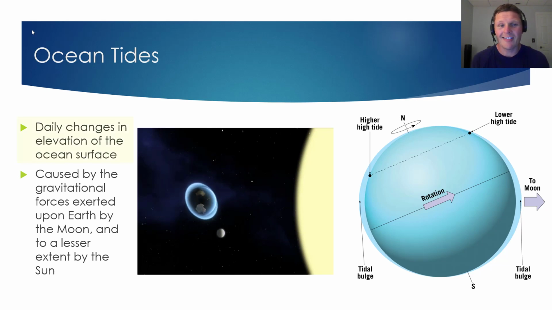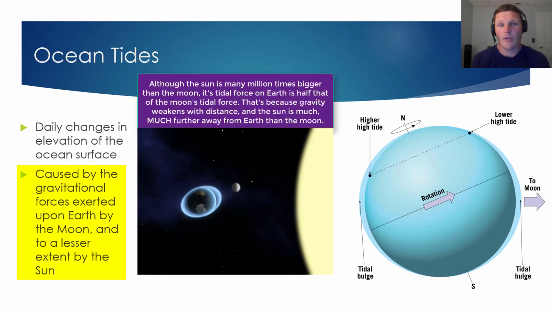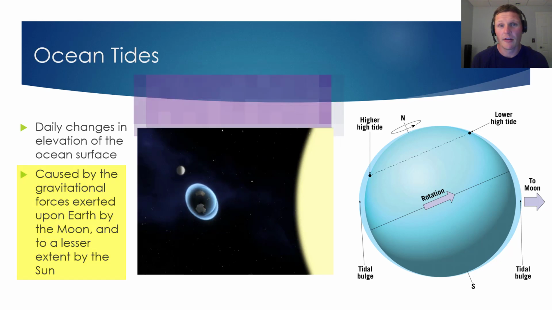Ocean tides are defined as daily changes in elevation of the ocean surface. The tides are caused by gravitational forces exerted upon Earth by the Moon, and to a lesser extent by the Sun. Although the Sun is many millions of times bigger than our Moon, its gravitational tug is only about half of that of the Moon's gravitational tug. That's because the force of gravity diminishes exponentially with distance. The Sun, although much bigger than the Moon, is also much further away from planet Earth.